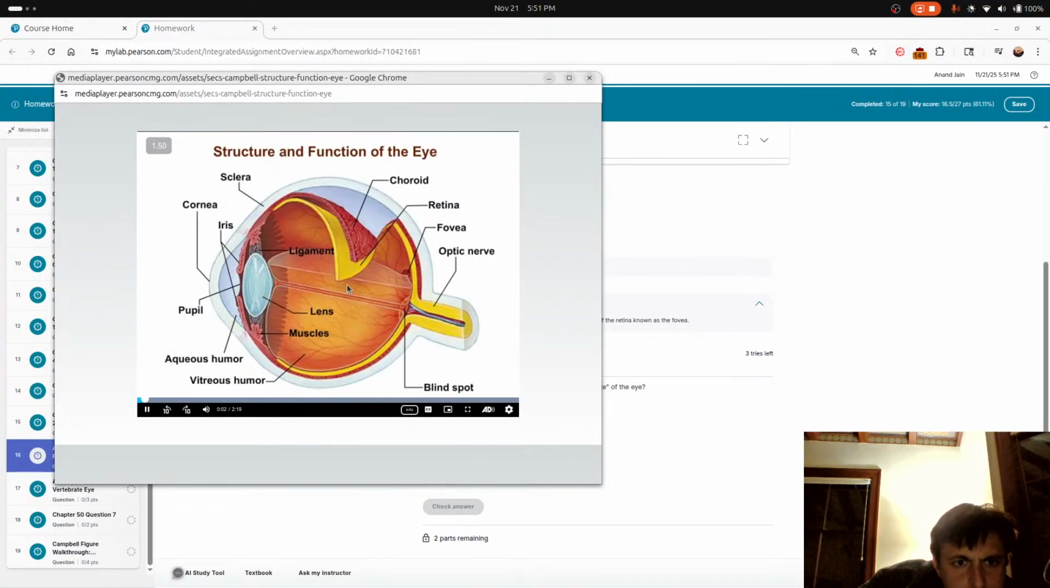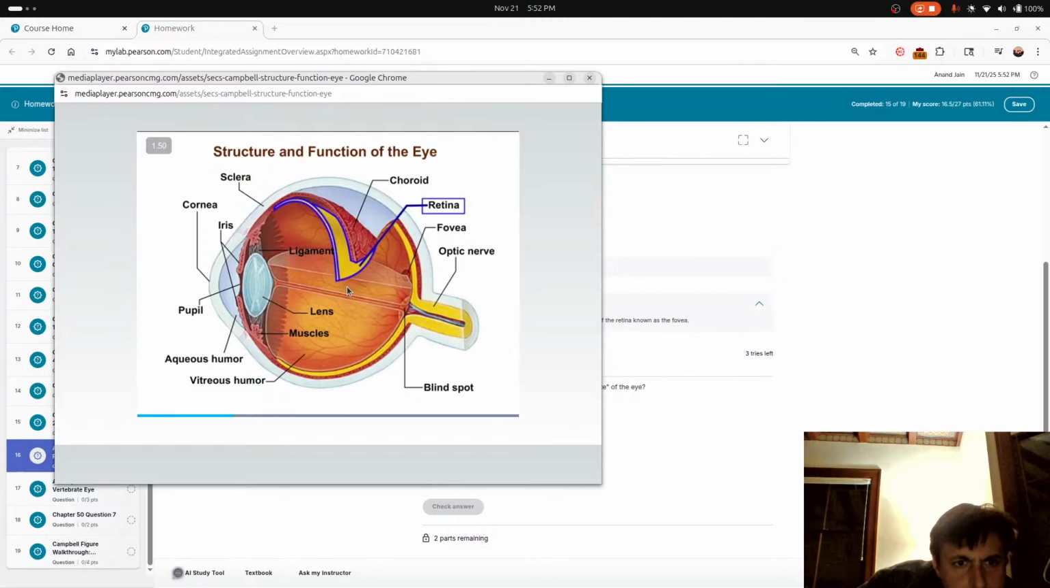Let's review the structure and function of the parts of the vertebrate eye. The pupil is the opening that lets light into the interior of the eye. The iris is the structure that contains muscles that make the pupil larger or smaller. The muscle is the structure that contracts or relaxes to alter the shape of the lens. The ligament is a structure that puts tension on the lens, flattening it. The lens is the structure that changes shape to focus light on the retina.